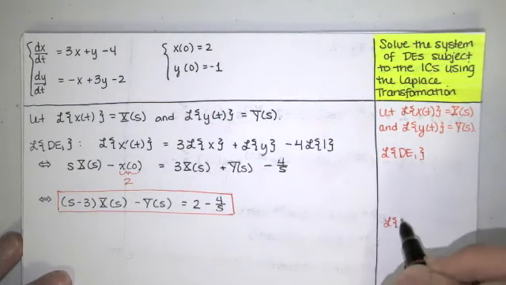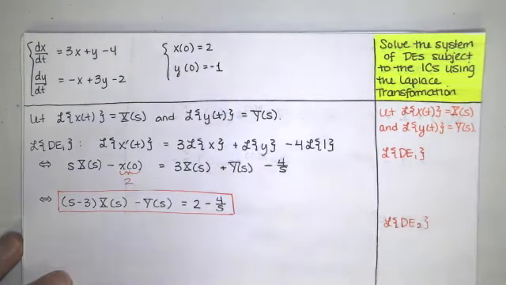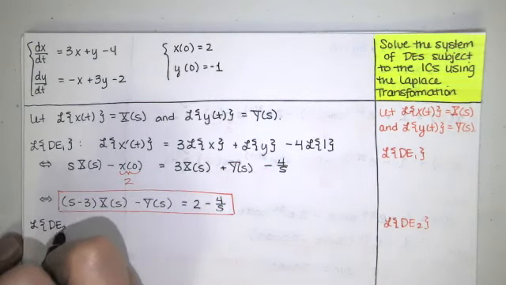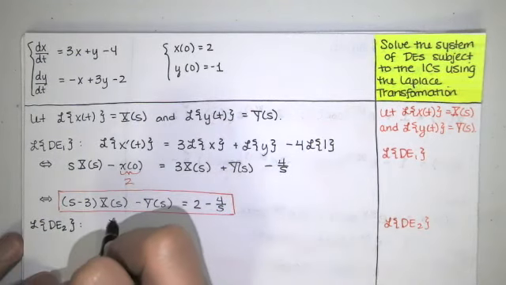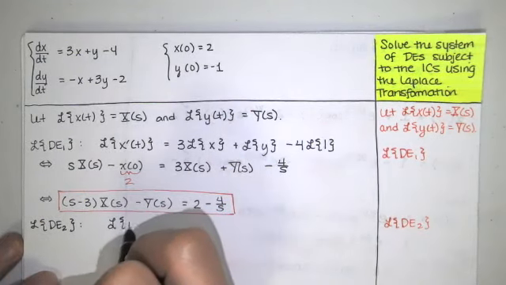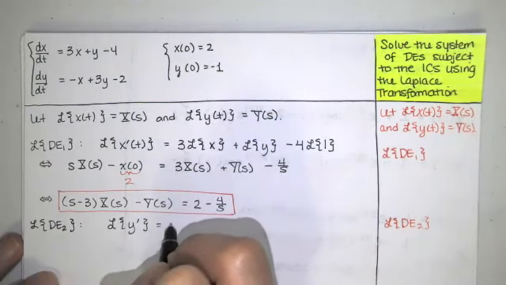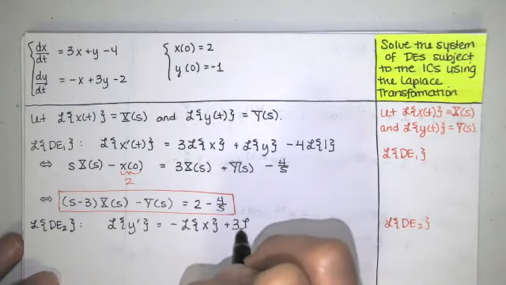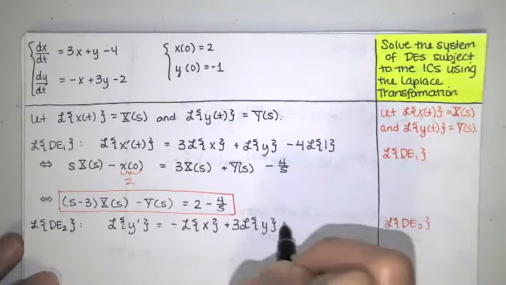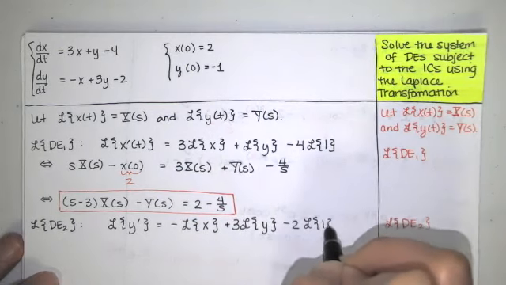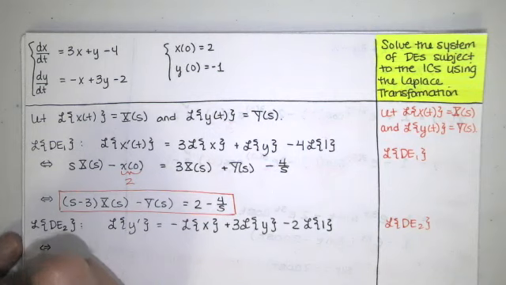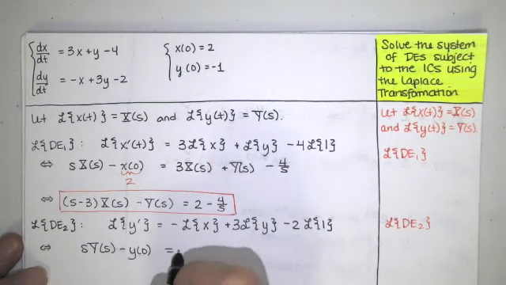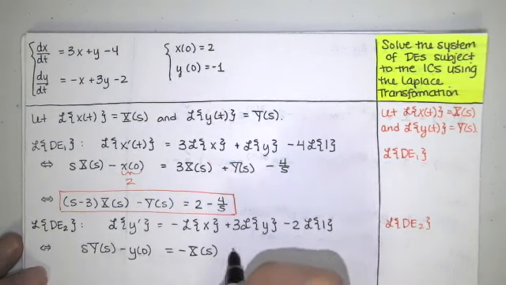Now we want to find the second equation by doing this. Same thing. Take the Laplace transform of the second equation. dy dt is the same as y prime. Then use the linearity of the Laplace transformation to compute the Laplace transform of the right-hand side. And so we end up with s times Y of s minus little y at 0 equals all of this.